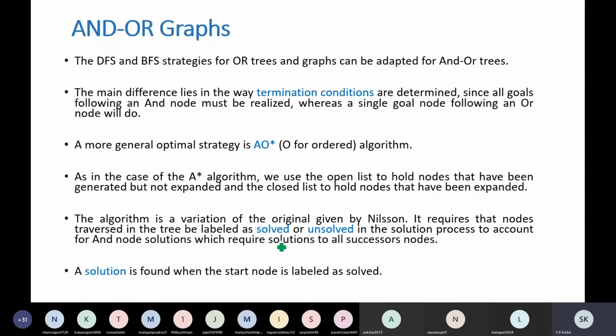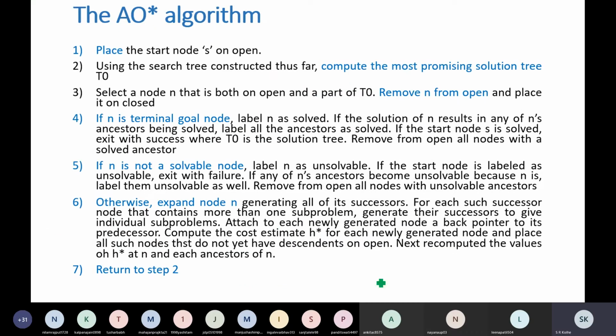So that's what we have written out here. Last time we saw that in this algorithm you need to label nodes as solved or unsolved. AND node solutions require solutions of all successor nodes. So if a node is AND, all successor nodes should be solved. That is the requirement. The solution is found when the start node is labeled as solved. So we have already discussed this. Now let us come to the algorithm.